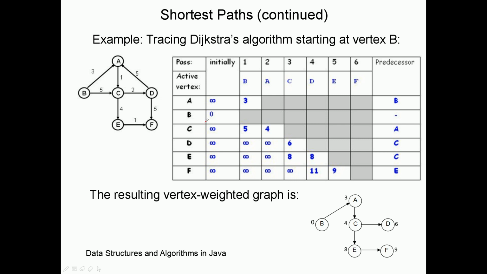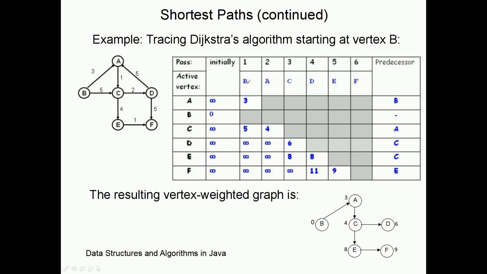But let's have a look. It's exactly the same, except now you just need to hide some parts of it to see only one part. So we start from B. Now we put everything as infinite, and then we see which way we can go. We can go from B to A and B to C. So we put 3 with the predecessor B, and C to be 5 with the predecessor B.